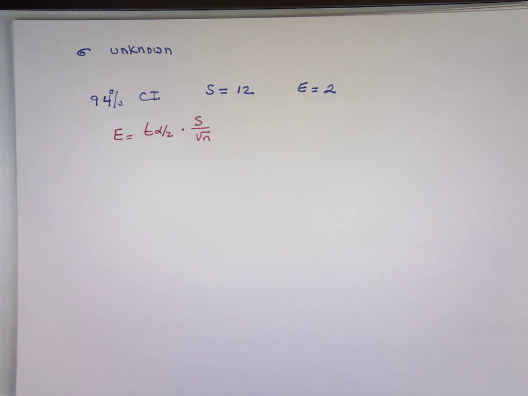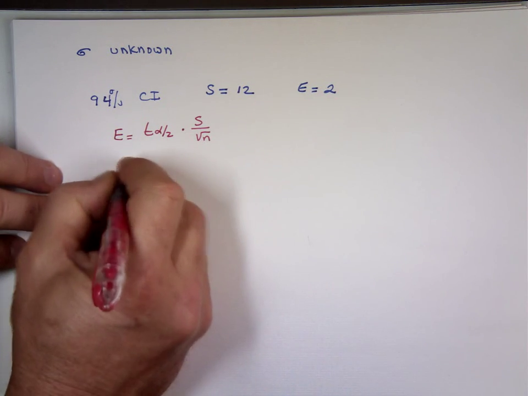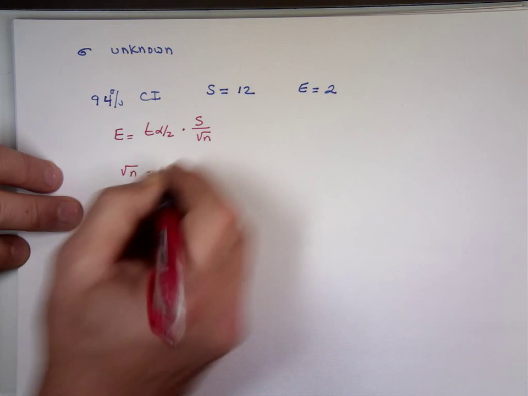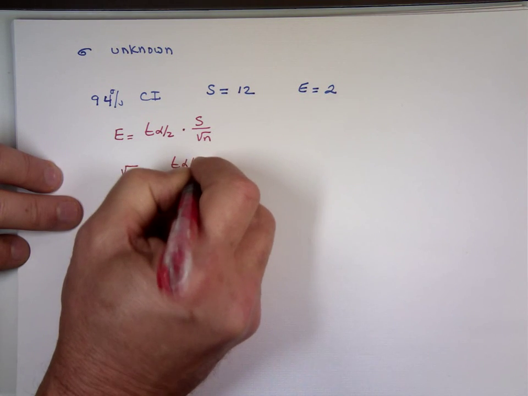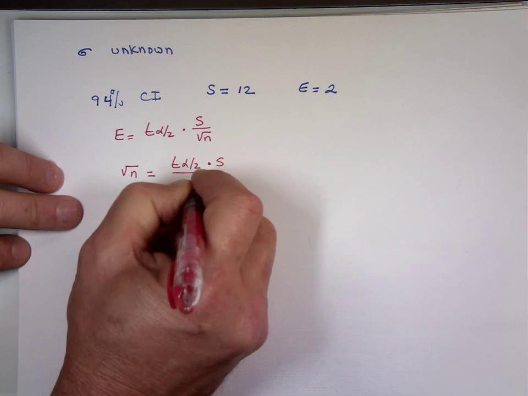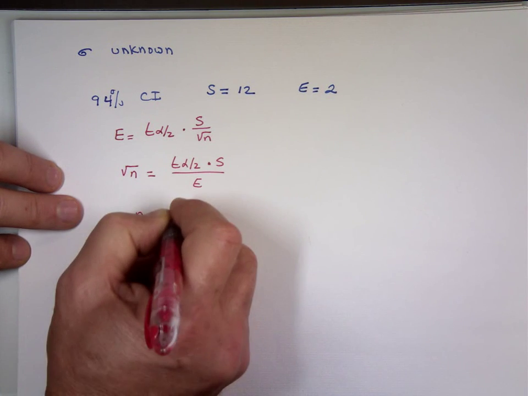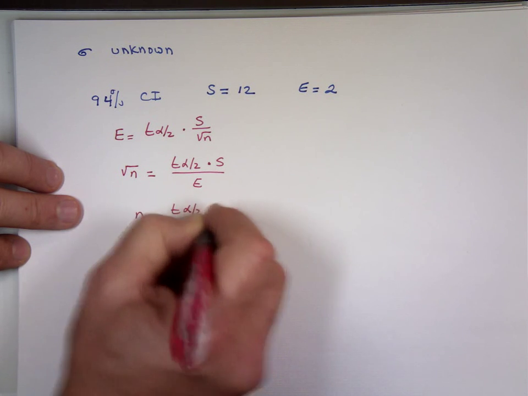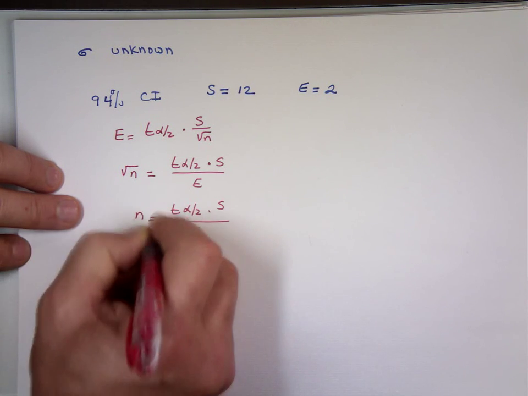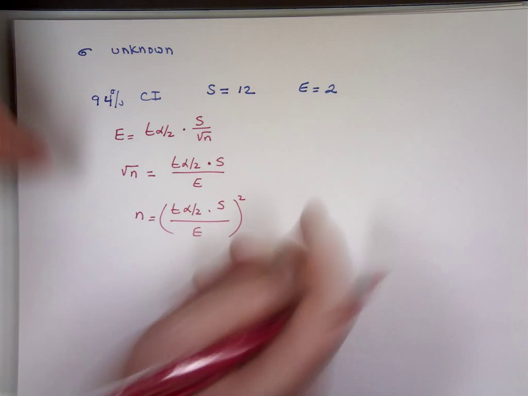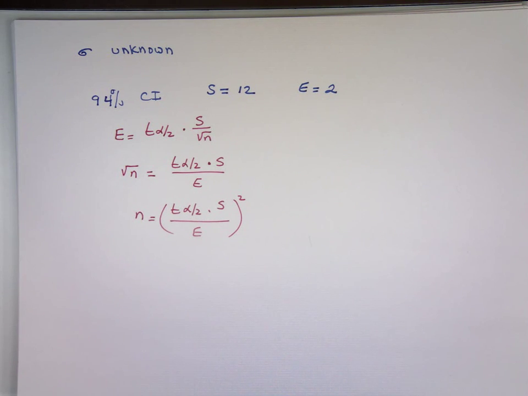Again, do the math. You'll find the square root of n equals what? t alpha over 2 times S over E, or n equals t alpha over 2 times S divided by E, squared. Same equation, basically. But we're just going to use a different table. And let's say, okay, t alpha over 2.